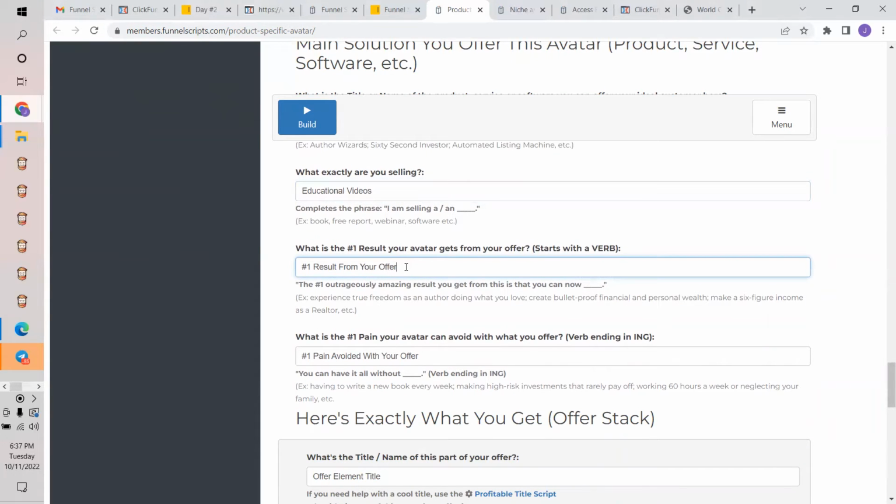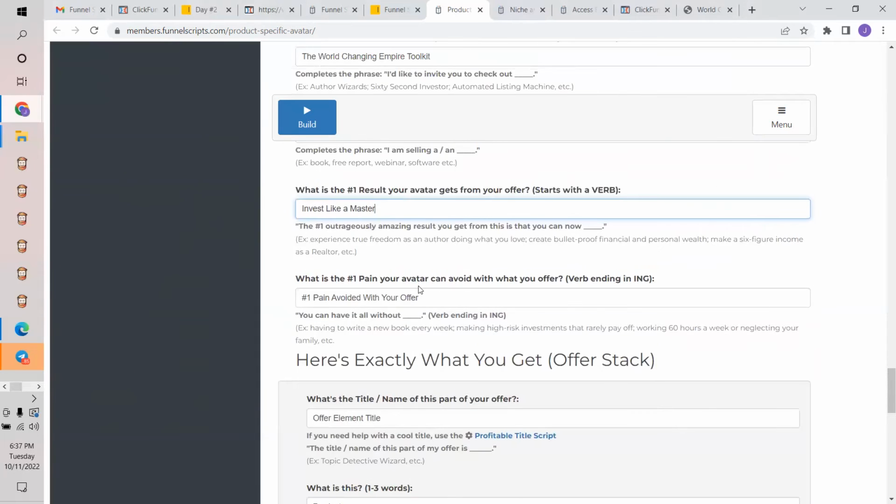What is the number one result your avatar gets from your offer? It needs to start with a verb. So the number one outrageously amazing result you get from this is that you can now invest like a professional, like a master. What is the number one pain your avatar can avoid with what you offer? To learn a complicated system.